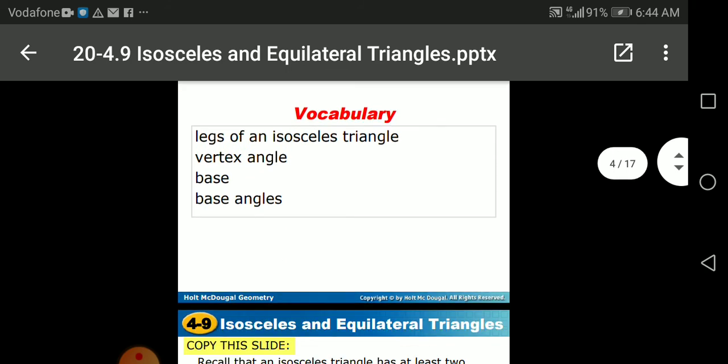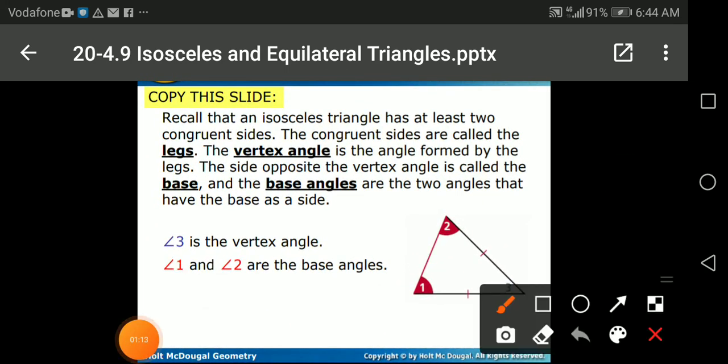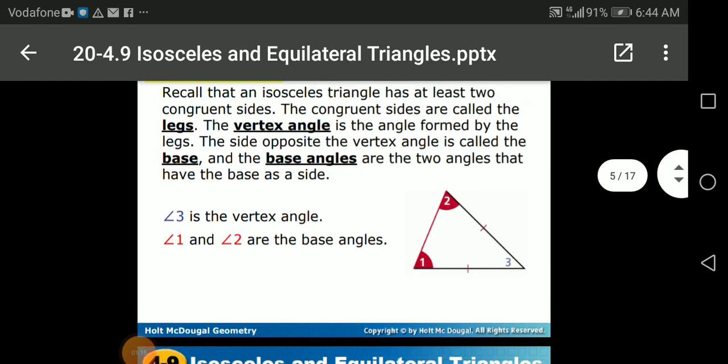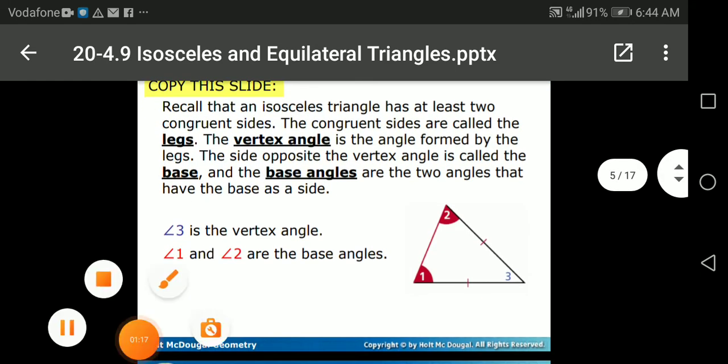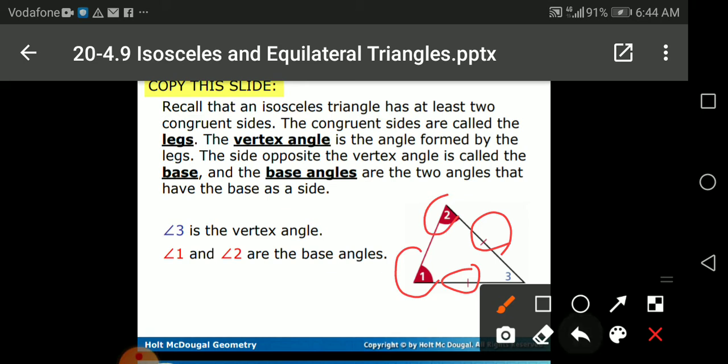Okay, so if we have two sides that are equal, this triangle is called isosceles. Remember, it has a base, and it has legs, base angles, and also a vertex here. Can you see the vertex here? It's here, this is the vertex, and the base angles and base here, and the legs, and here the base angles.